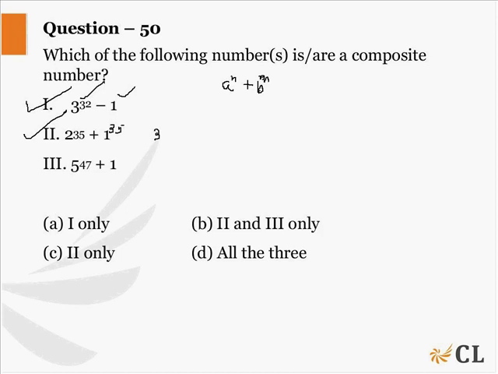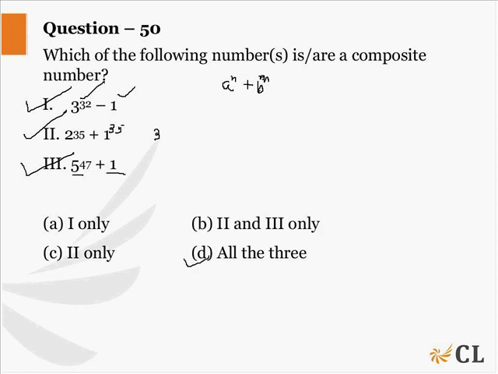a to the power n plus b to the power n is always a multiple of a plus b if n is odd. So it has to be a multiple of a plus b, 2 plus 1, that is 3. And third is again an odd number plus odd number, which is an even number. So third is also a composite number. So all three are right.